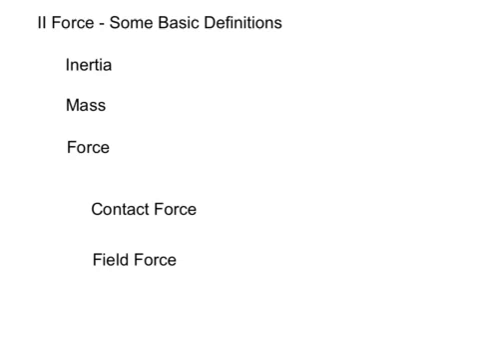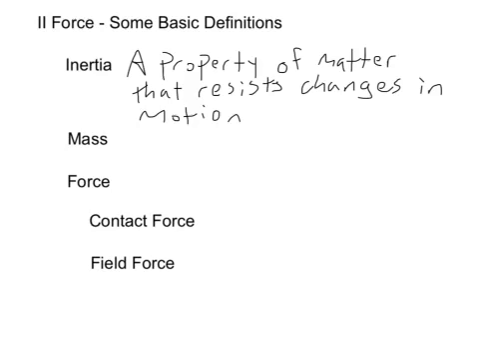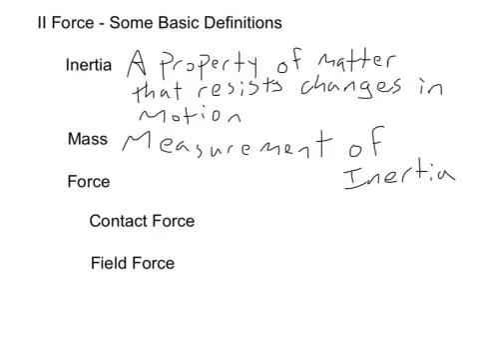So there are some basic definitions to have an understanding of before we can get much further into forces, right? Inertia. Inertia is a property of matter that resists changes in motion. So an object that has a really big inertia, real high inertia, is more difficult to get moving or to stop moving than an object that has low inertia. Then we can talk about mass. Mass is really nothing more than a measurement of inertia. Now, we measure mass in physics. Our standard mass unit is the kilogram.